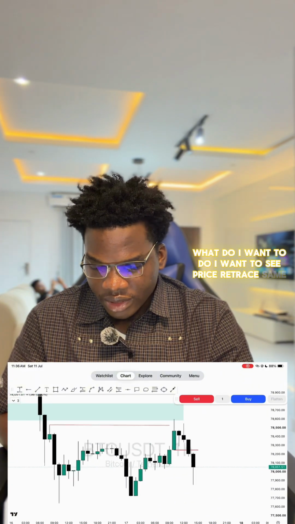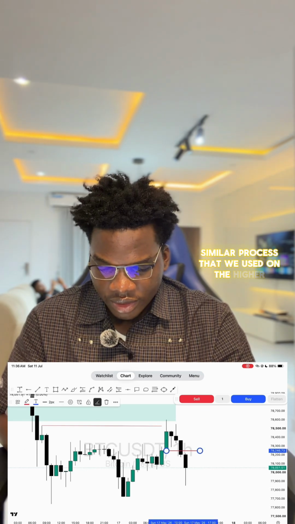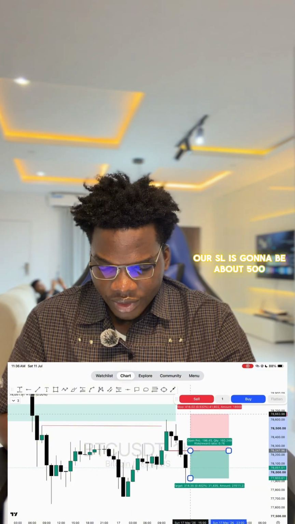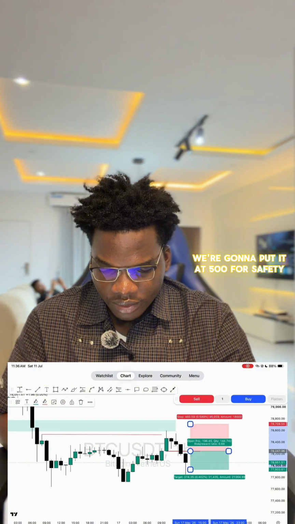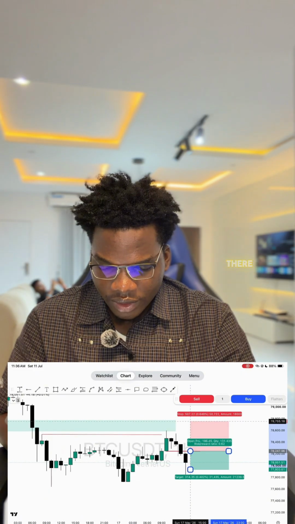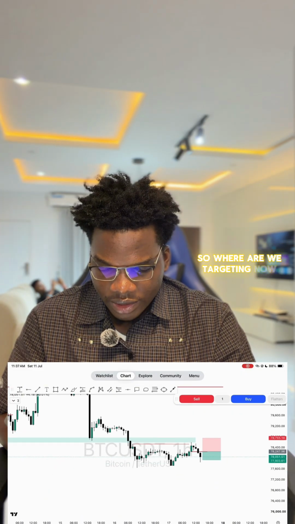So now that I see the price has given me a bearish close, what do I want to do? I want to see price retest, a similar process to what we used on the higher time frame. I want to see price come retest this. Our SL is going to be about 500. We're going to put it at 500 for safety. So that's 500 there. So where are we targeting now?